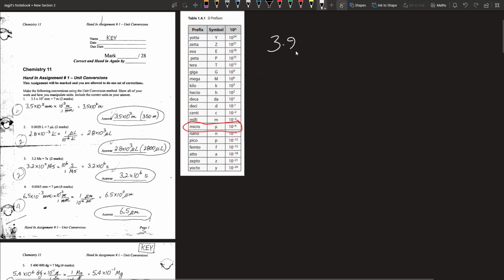I had 3.2. Now this is megaseconds. You see this capital M? If you look for the capital M, it tells you what that is. It's called mega. So they've given you 3.2 megaseconds and they want you to convert it to seconds. All right, guys, I want you to try this one out. Let's go.